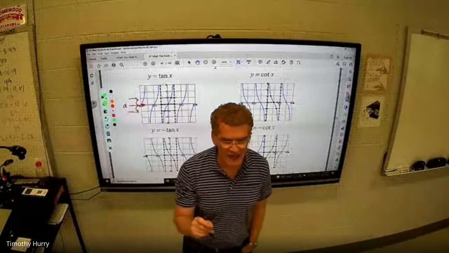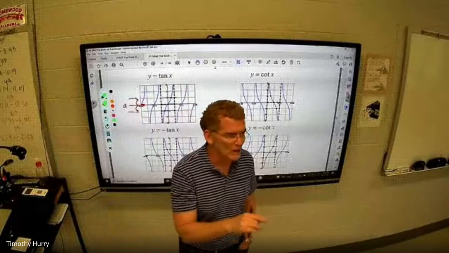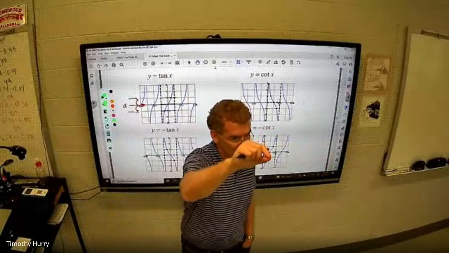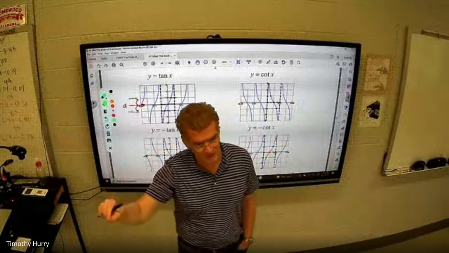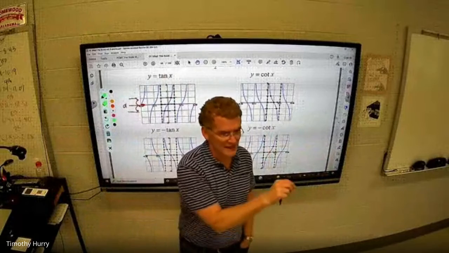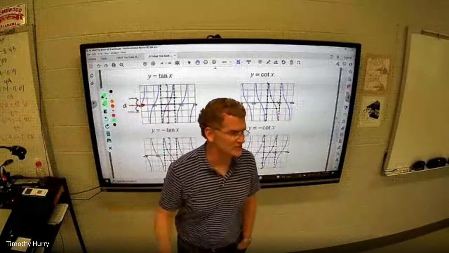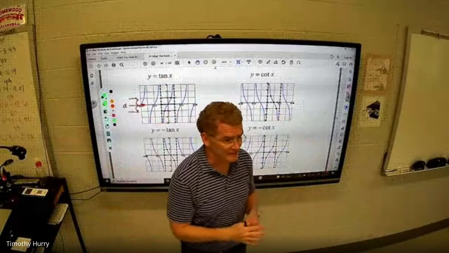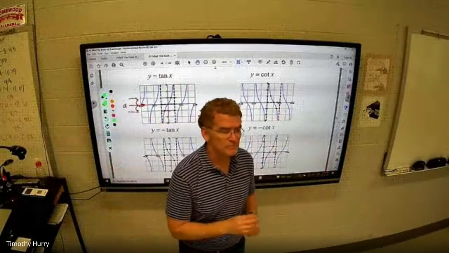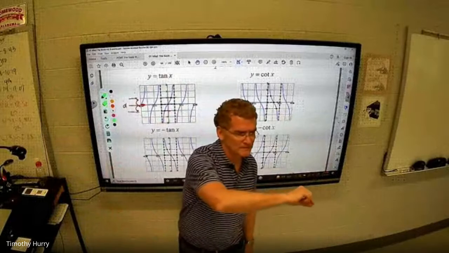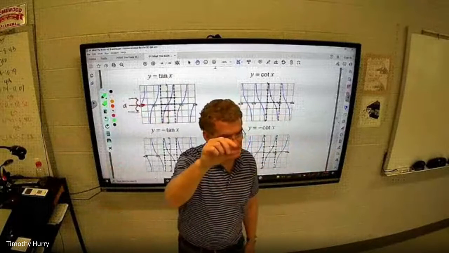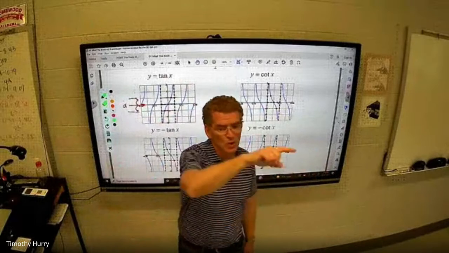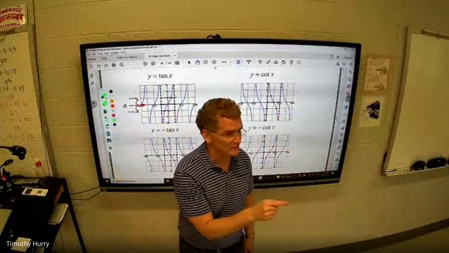Think about the sine curve as you go around the unit circle. What happens in the first quadrant with the unit circle? What are its values? Positive, positive, negative, negative. So it took you an entire 360 or an entire 2 pi to complete the whole period, didn't it? Right? Think about cosine. What happened? Positive, negative, negative, positive. Took you a whole 360 to go through that cycle, right?